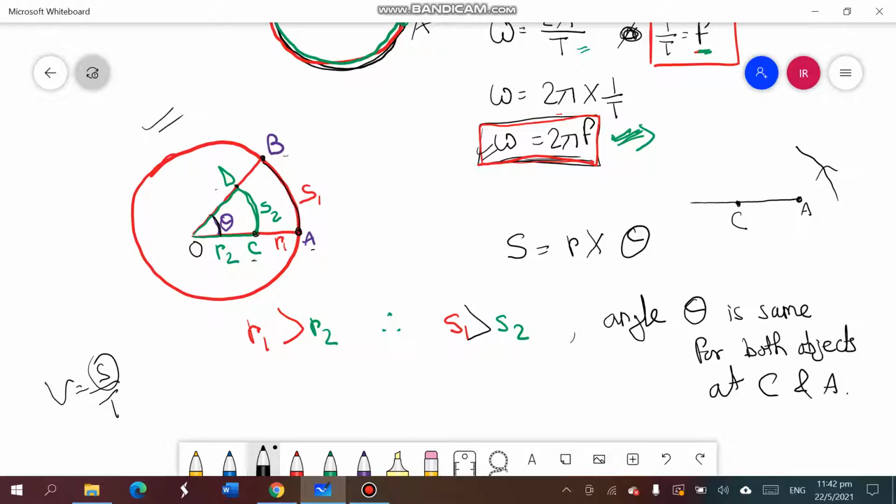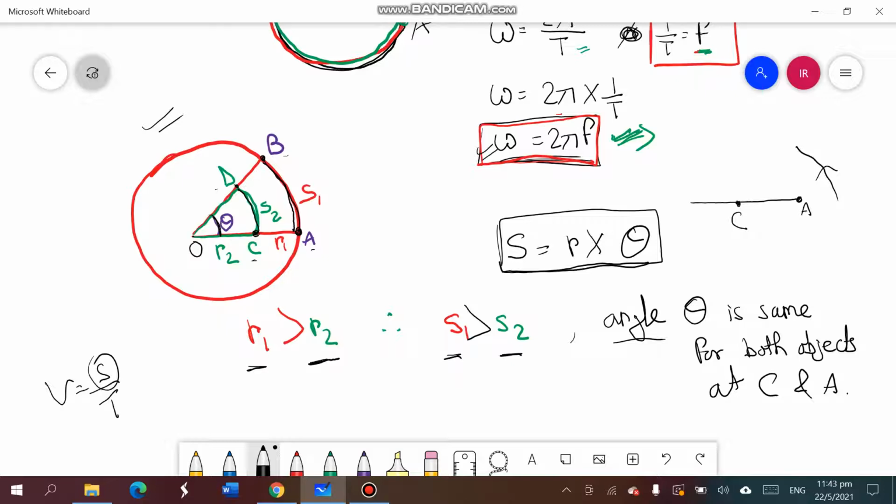Now if I tell you to find the arc length, how will you find it? Arc length is found using the equation s equals r theta. This we discussed in the first video. Since from the picture it's very clear that r1 is greater than r2, we can clearly say s1 will also be greater than s2. So the object placed at A has moved a larger distance compared to the object placed at C, even though they have moved through the same angle theta. The one further from the center, O, has moved a larger distance.